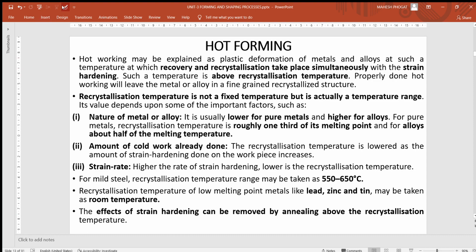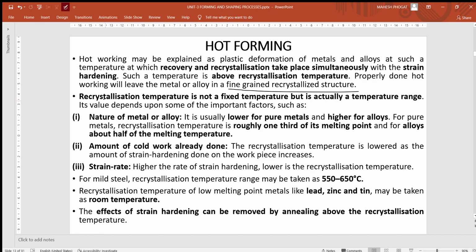Next is hot forming. Hot forming is again plastic deformation, and it is done above the recrystallization temperature. Again, if not done properly, it may create various other problems. But the advantage of hot forming as compared to cold forming is that hot forming provides a fine-grained recrystallized structure. That is the advantage: you get a very fine-grained recrystallized structure in hot forming.